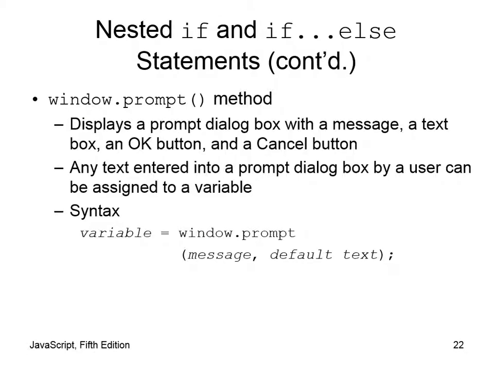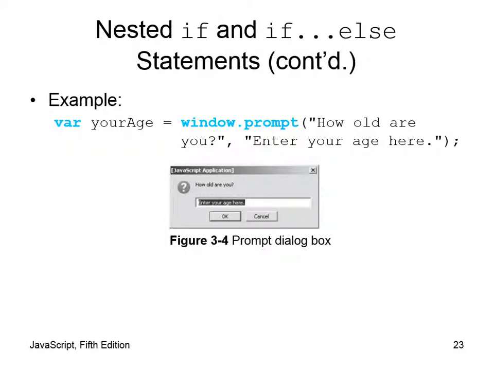Window.prompt is just a prompt where the users can enter a response. Give it a variable name, say what the message is, and give the default text. Your age. How old are you? Enter your age here. Okay. If you're asking them to put information in. Would you want to do that? Sure, if you're a social engineer.